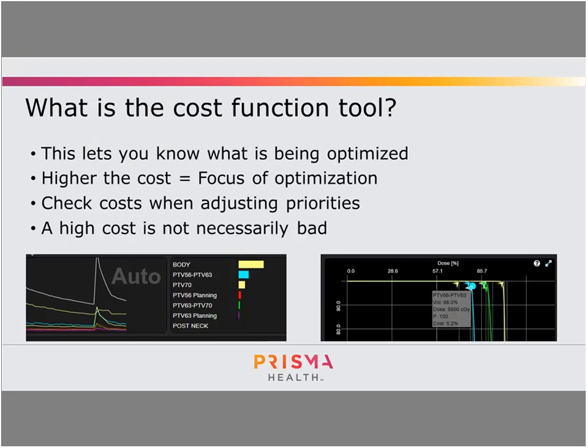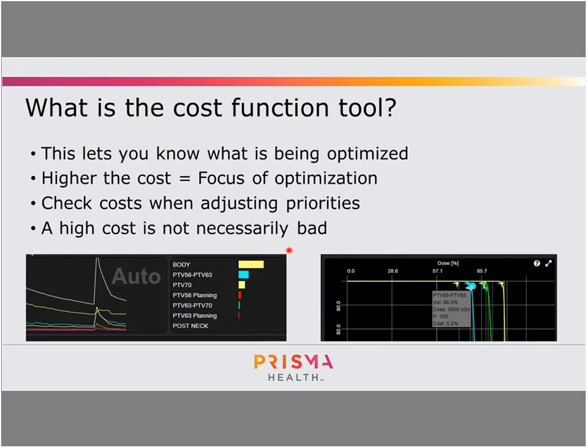why. And so if you have a cost or a priority of 50 and you make it 100, you might not notice it move here at all. But if you were using a mean dose, sometimes with mean doses the cost function increases much more rapidly than an upper or lower constraint. But this is just something to be mindful of when you're adjusting priorities.